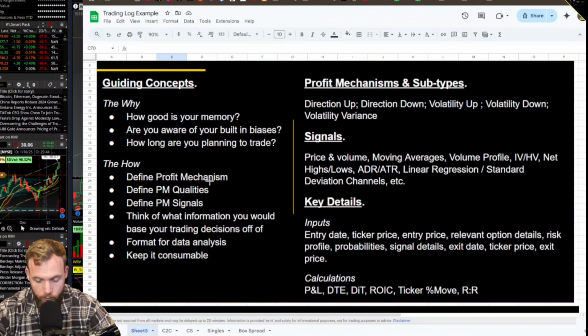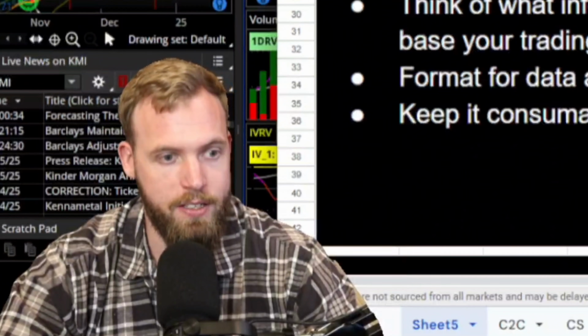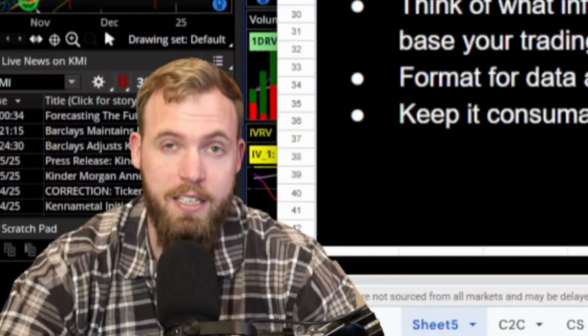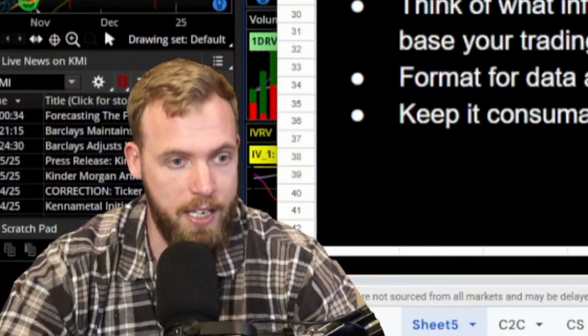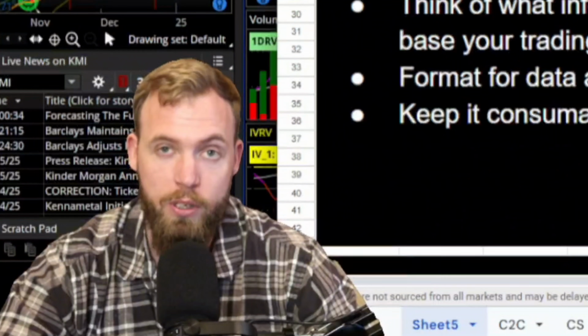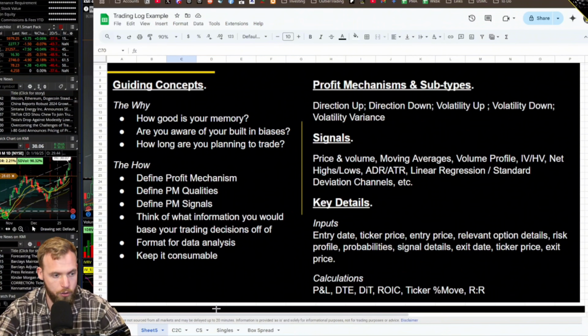So the last thing is try and be efficient. When I'm setting up the sheets, as you'll see in a minute, I try to make it so that it's a light lift, easy to move, easy to replicate, easy to adjust. If you make it really, really annoying, then it'll be a bear to deal with and you probably won't want to. So let's take a first look at the covered strangle strategy.